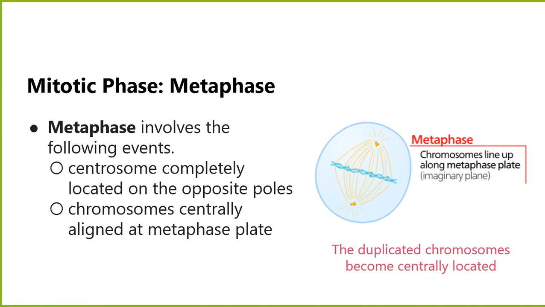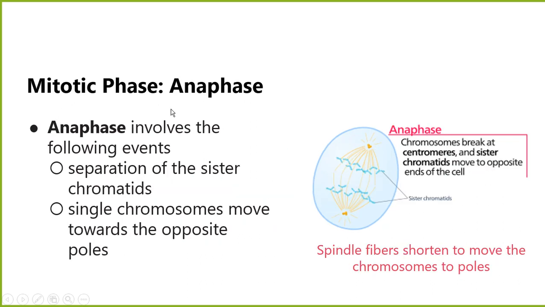Okay? So, for metaphase, one thing that you can observe here is that the chromosomes, the duplicated chromosomes, line at the center. Kaya nga siya middle. Okay? So, centrosomes completely located on the opposite poles. Ito na, yung yellow. One is on top or north, the other is below or south. Okay? So, chromosomes centrally aligned at the metaphase plate. You call this class as metaphase plate. Okay pa? So, yan.